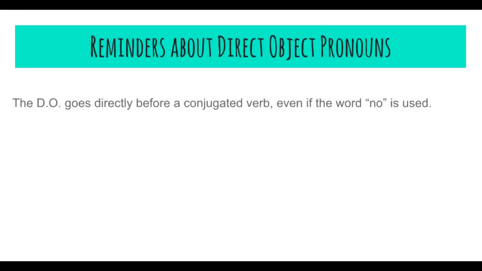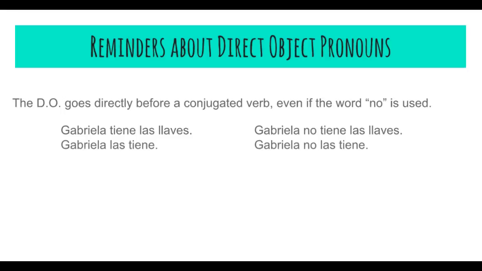A couple of reminders about direct object pronouns. When you have a conjugated verb, the direct object will go directly before that conjugated verb, even when you use the word no to show that something is not happening. For example, if I want to say, Gabriela tiene las llaves, so Gabriela has the keys, or she doesn't have the keys, then either way, to change the keys to them, it's going to go before your conjugated verb. So Gabriela las tiene. Gabriela has them. Or Gabriela no las tiene. Gabriela doesn't have them.